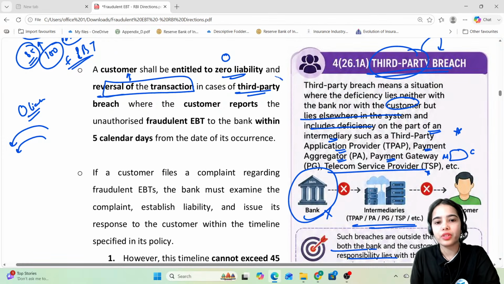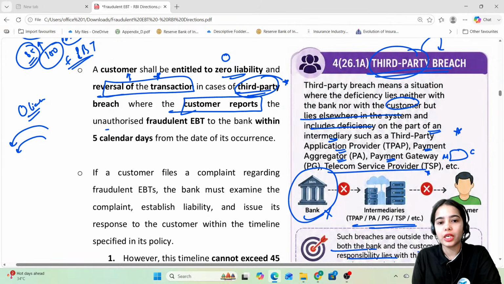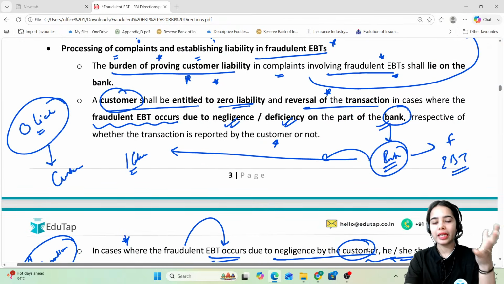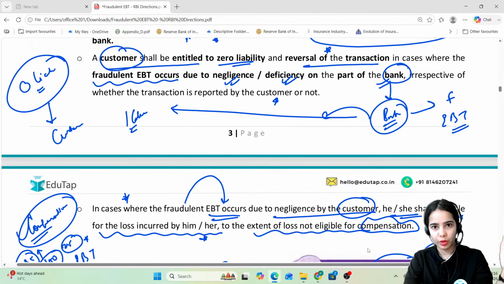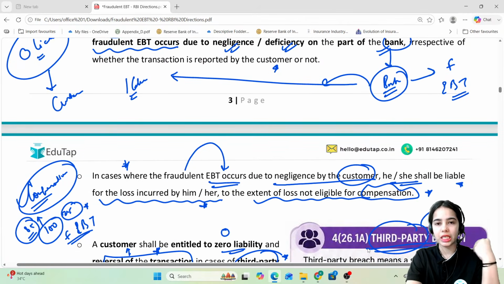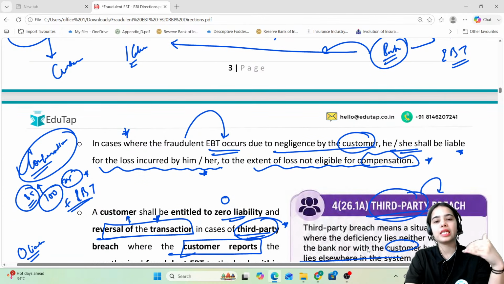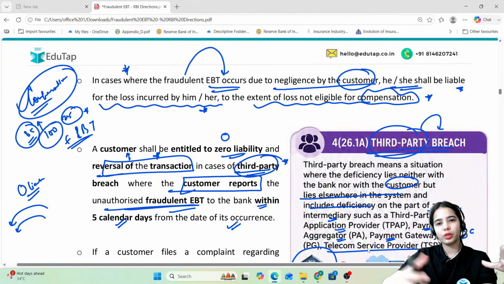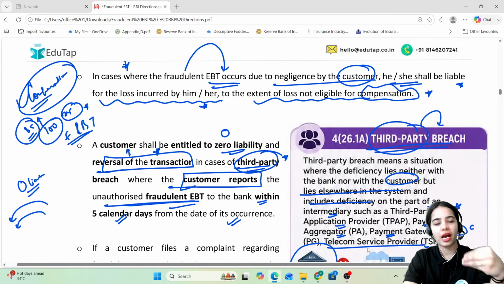Okay. In case of third party breach, the customer will have zero liability. So, the customer shall be entitled to zero liability and reversal of the transaction in cases of third-party breach where the customer reports the unauthorized fraudulent EBT to the bank within 5 calendar days from the date of its occurrence. So basically, when the bank negligence is happening, then the customer will have no responsibility, zero liability. If the customer is doing the negligence, in this case, the customer will have some responsibility that is not eligible for compensation. So the customer will have some responsibility.